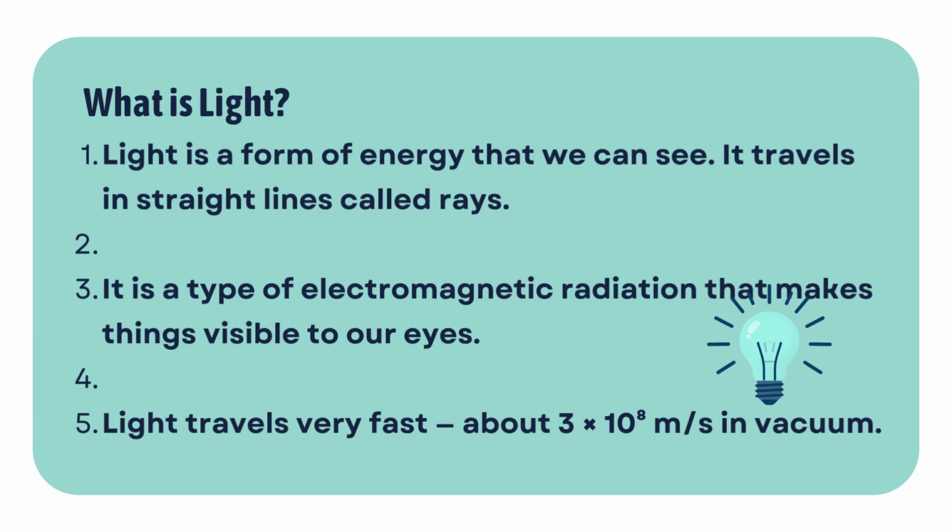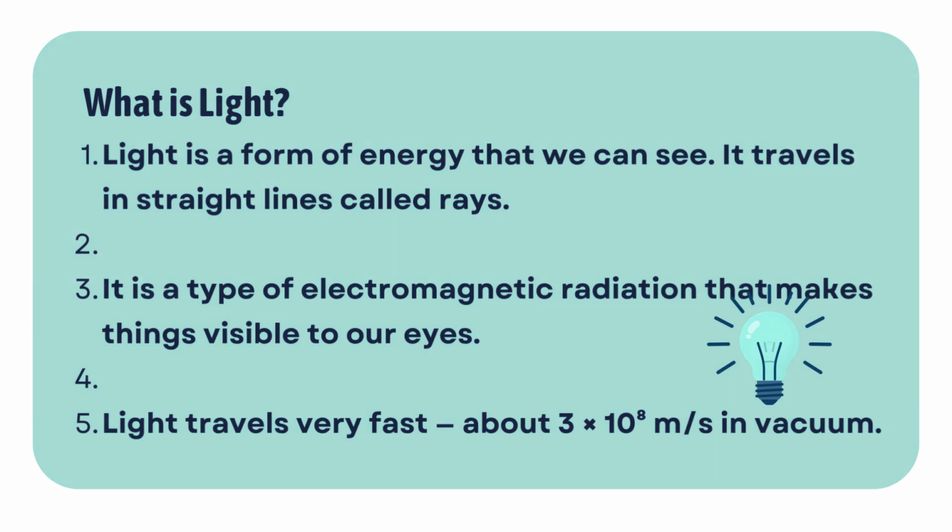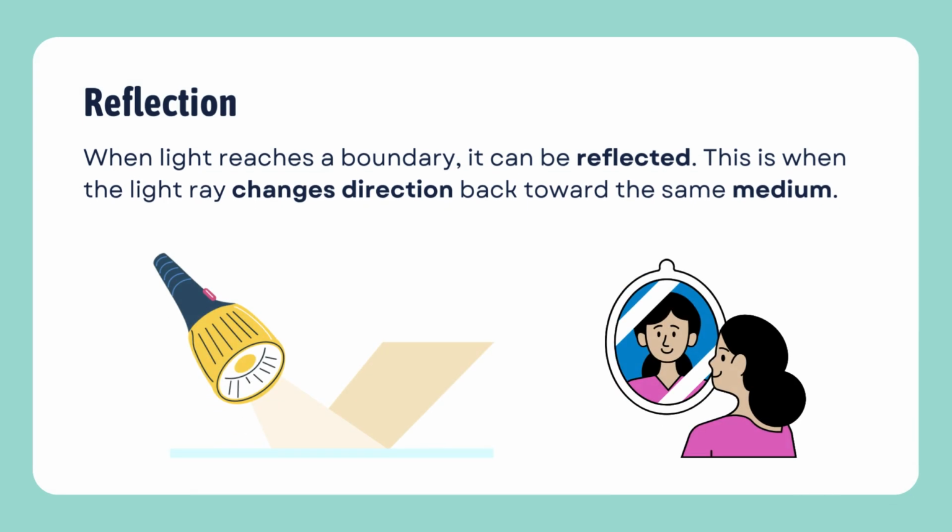Now here's an interesting question. If light always travels in a straight line, then how does it return from a mirror and reach our eyes? Let's find out. Reflection. When a ray of light strikes a smooth surface like a mirror, it bounces back into the same medium. This bouncing back of light is called reflection. Without reflection, mirrors would never form images and we wouldn't be able to see ourselves.